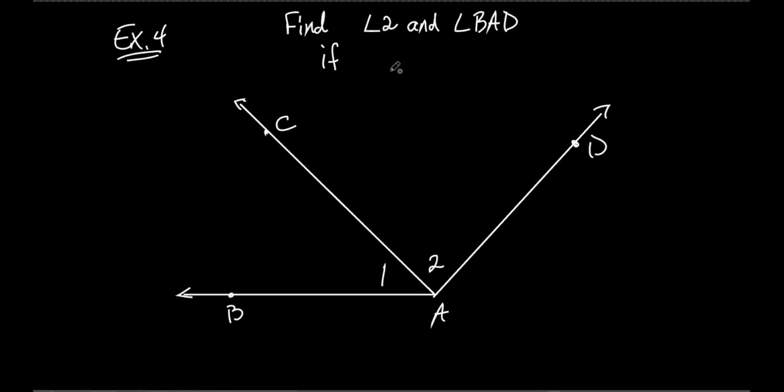If angle 1 is 55 degrees, so angle 1 is 55 degrees. Now, if that's the only thing I told you, you would not be able to find angle 2 and angle BAD, right? Here's something else that they tell you. They don't actually tell you up in the instructions, but they put one arc here. I didn't draw this super accurate, but that's okay. We don't really need it accurate. And they put one arc here.